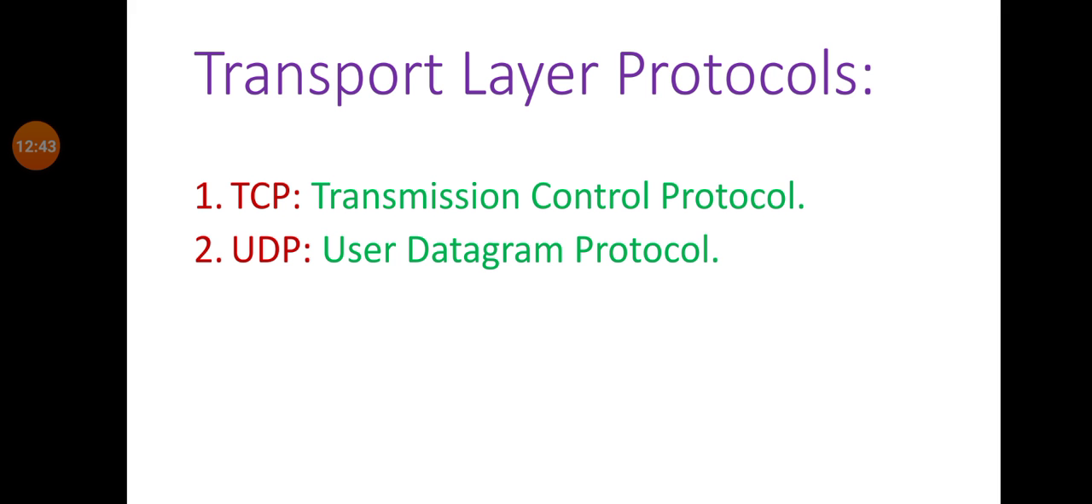So the transport layer will select based on its need. It will select either TCP or UDP. TCP is used for accurate and error-free transmission, and UDP is used for prompt transmission. So accurate and error-free transmission means what? Whatever data we are sending will reach the destination without any errors.